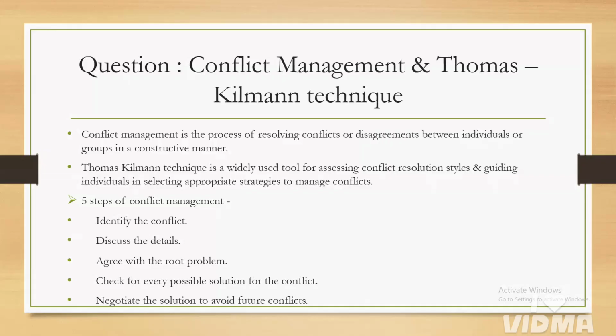Okay. So this Thomas Kilmann technique is used widely. Here we have assertiveness and cooperativeness. Okay, according to both of these, we will be using the options we have. There are five types. We need to identify the five steps: identify the conflict, discuss the details and agree on the root problem, check for every possible solution for the conflict, and negotiate the solution to avoid future conflicts.